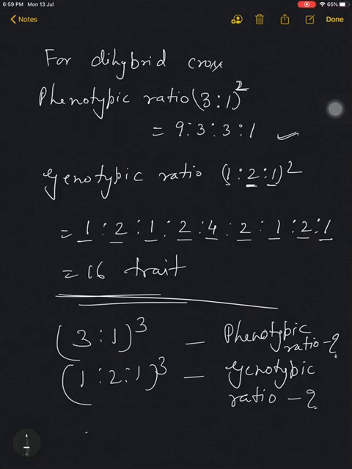I think this is very clear that how will you get answer for the different ratio, that is phenotypic ratio and genotypic ratio, as well as work out on the dihybrid cross.